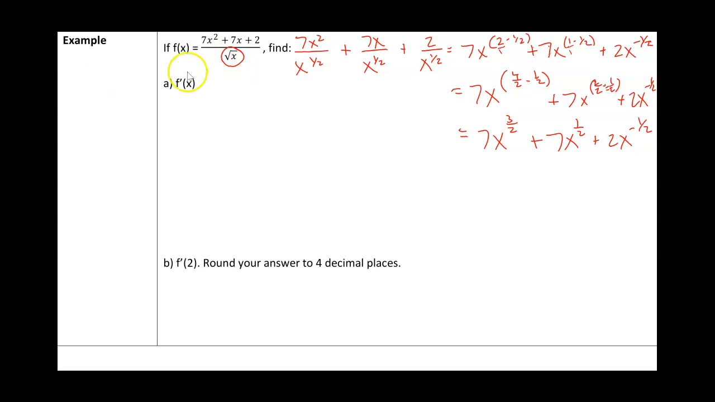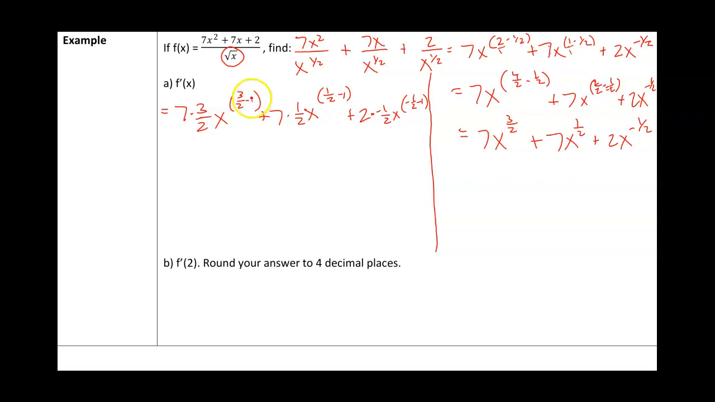And now I can take the derivative of this whole thing, which is a lot easier in my opinion. So the 3/2 comes down. We have our standard rules of taking derivatives, subtract 1 from the exponent. Here the 1/2 comes down, subtract 1 from the exponent. Here the negative 1/2 comes down, subtract 1 from the exponent. So if I simplify this, I get 21 over 2 x to the 1/2 plus 7 over 2 x to the negative 1/2, and then minus x to the negative 3/2, when you subtract all the fractions by getting a common denominator.